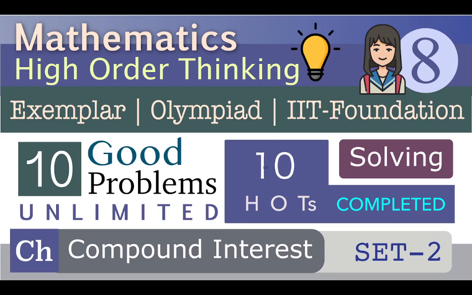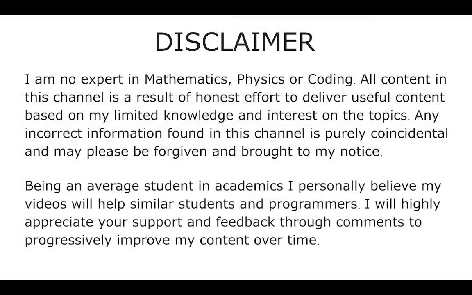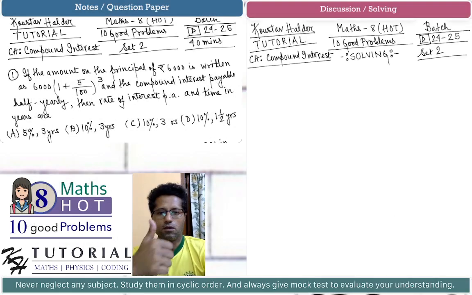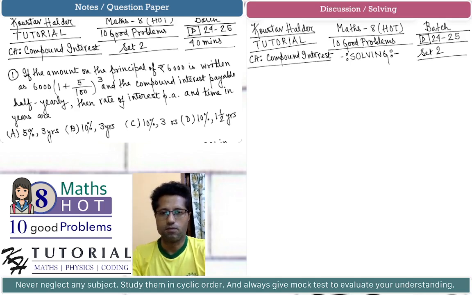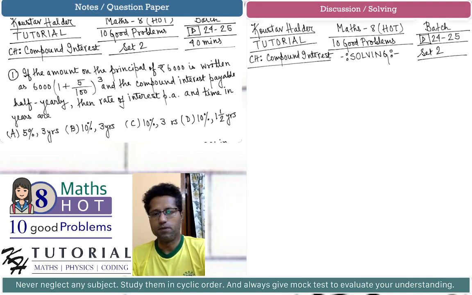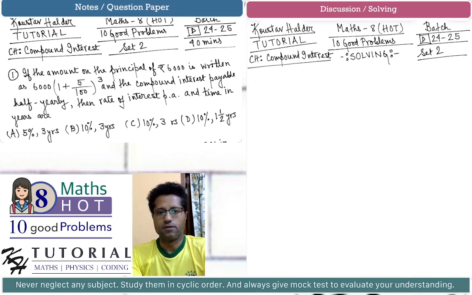So let's get started in solving 10 good problems of set 2 on the chapter of compound interest. Okay, so I have the problems on the left hand side. I hope the fonts are big enough so that you can read the problems properly. Also, the link to the PDF of this problem will be in the description below. After solving a problem, I will pause for a few seconds so that you can take a screenshot of the solution if you think it will help you as a future reference. So let's get started in solving the problems.